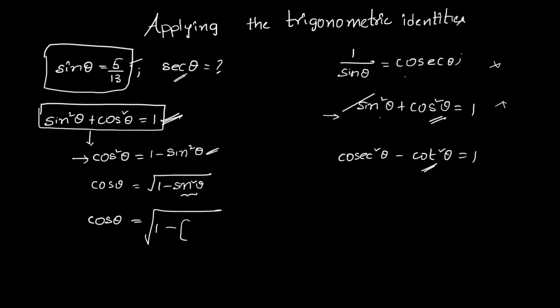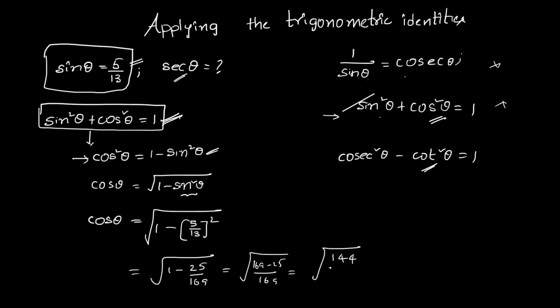What is the value of sin theta? 5/13. So 5/13 whole square. That will become 1 minus 25/169, since 5 square is 25 and 13 square is 169. So that will become root of (169 minus 25)/169, which is root of 144/169, that is 12/13, since root 144 is 12 and root 169 is 13. Therefore cos theta is equal to 12/13.